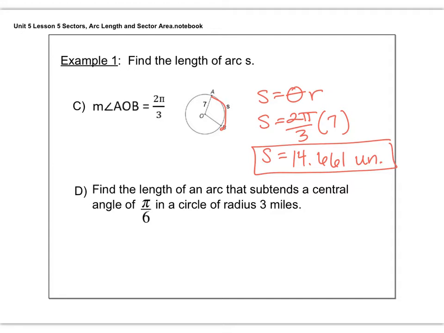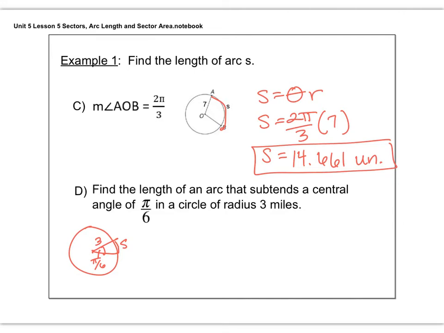Part D, find the length of an arc that subtends a central angle of pi over 6 in a circle of radius 3 miles. So when it says subtends a central angle, it really means you have a circle, the angle opening up to the arc we're looking for, we'll call this S. This angle right in here is pi over 6. It opens up to that arc S, and we have a radius of 3 miles.